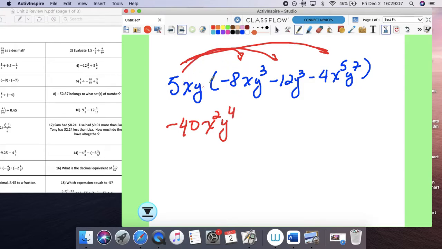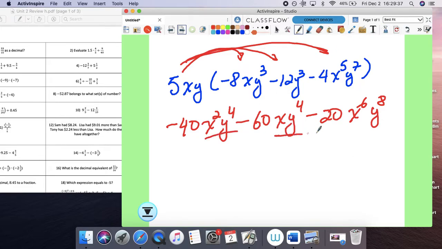Second one, 5xy times negative 12y cubed. Positive and negative is a negative. 5 times 12 is 60. The x's multiply with no one, and the y's multiply with each other. y times y cubed is y to the 4th. Minus again, 5 times 4 is 20. x and x^5 is x^6. y and y^7, y^8. Can I simplify this? Can I combine anything? No, because nobody has the same variables raised to the same power. They're all a little bit different from each other.